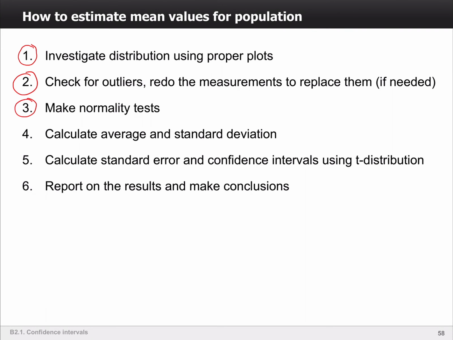Then make a normality test, and if the normality test tells you that the population values are normally distributed, you can use a t-distribution later to calculate the confidence interval. If it's not, then if your sample size is large enough, equal to or larger than 30, you still can do it. Then, if we assume that you pass the normality test, you calculate the average and the standard deviation, then you calculate the standard error and the confidence interval. And then you report on the results and make conclusions. Report means you can make an error bar plot and show the confidence interval, or you can just use the numbers and write some conclusions.